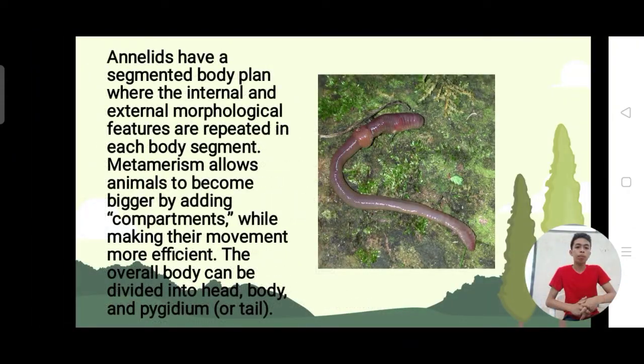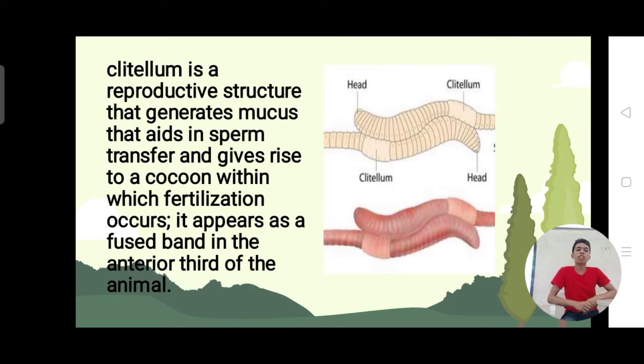Annelids have a segmented body plan where the internal and external morphological features are repeated in each body segment. Metamerism allows animals to become bigger by adding compartments while making their movement more efficient. The overall body can be divided into head, body, and pygidium or the tail. The clitellum is a reproductive structure that generates mucus that aids in sperm transfer and gives rise to a cocoon within which fertilization occurs. It appears as a fused band in the anterior third of the animal.